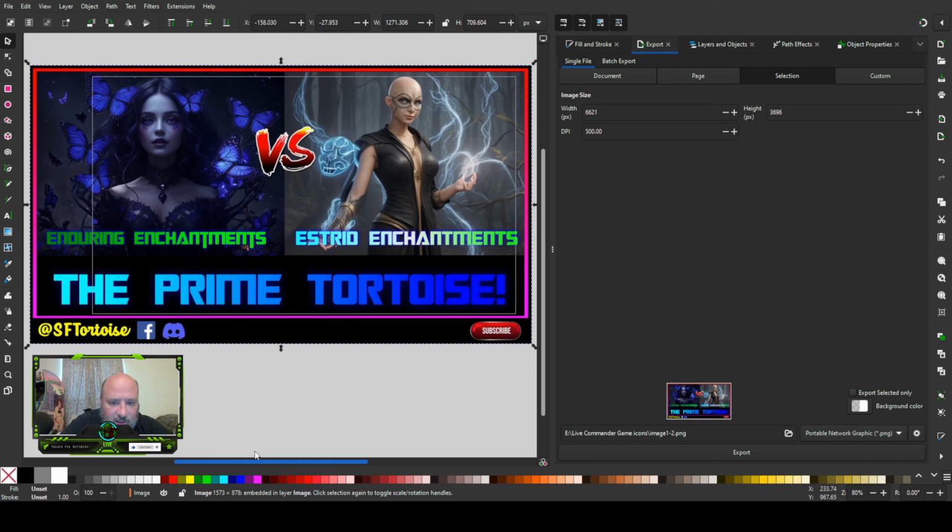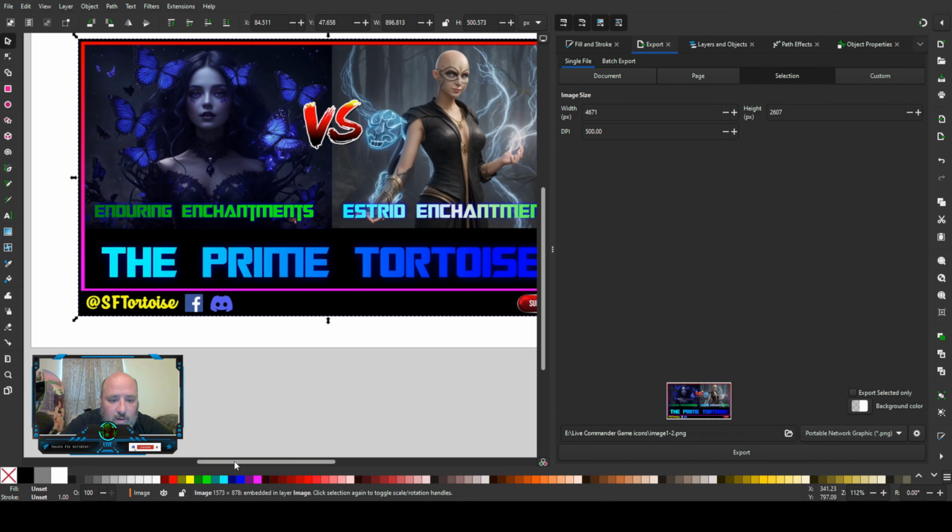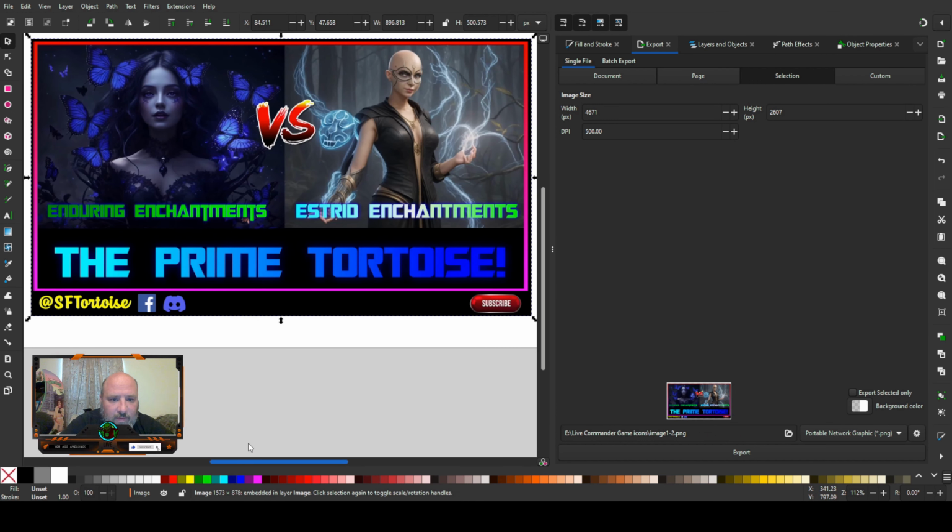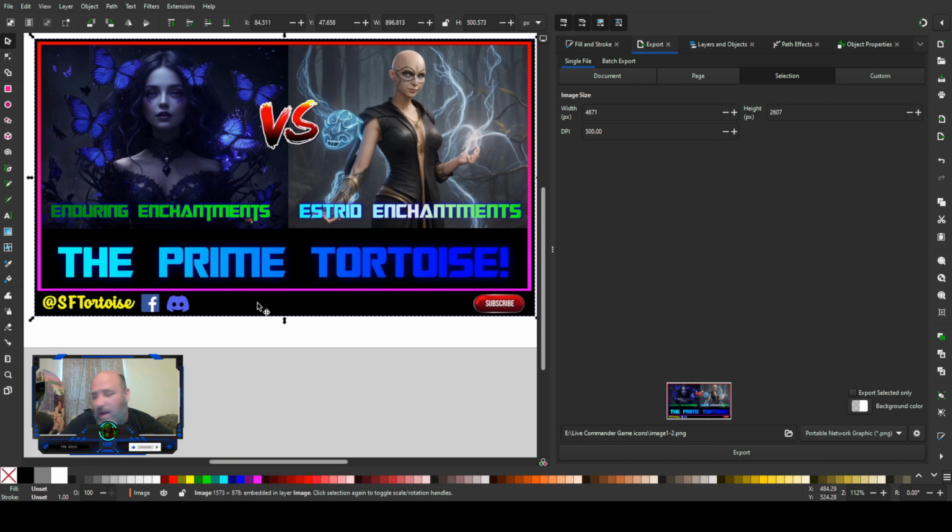Alright, look at this thumbnail, right? So here is an extreme example of using both the left and right side. Now in this thumbnail there's two subjects being covered. We have an Astrid enchantments deck for Commander Knight, and on the left side here we got enduring enchantments. So it's separating two different subjects, but we have the versus in the middle tying them together. Then at the bottom we have the title of the show.